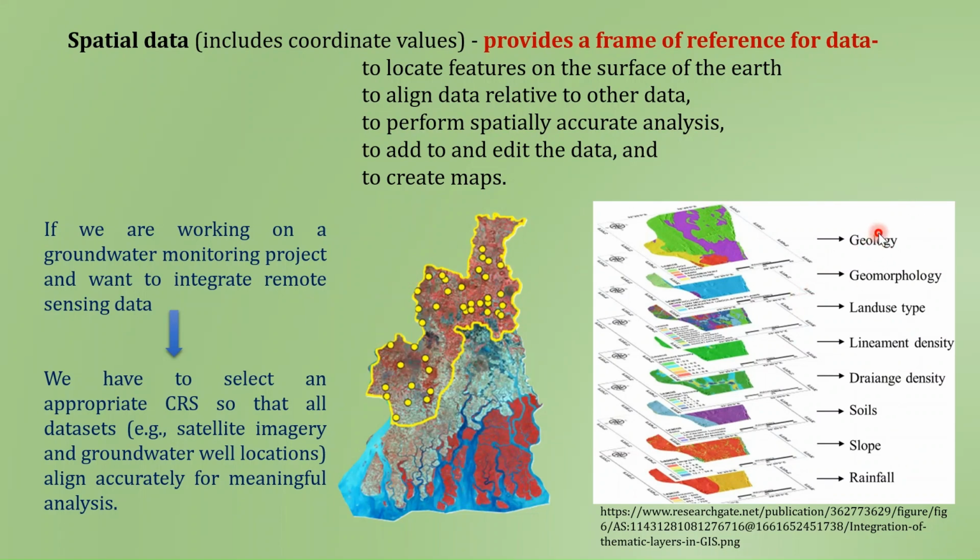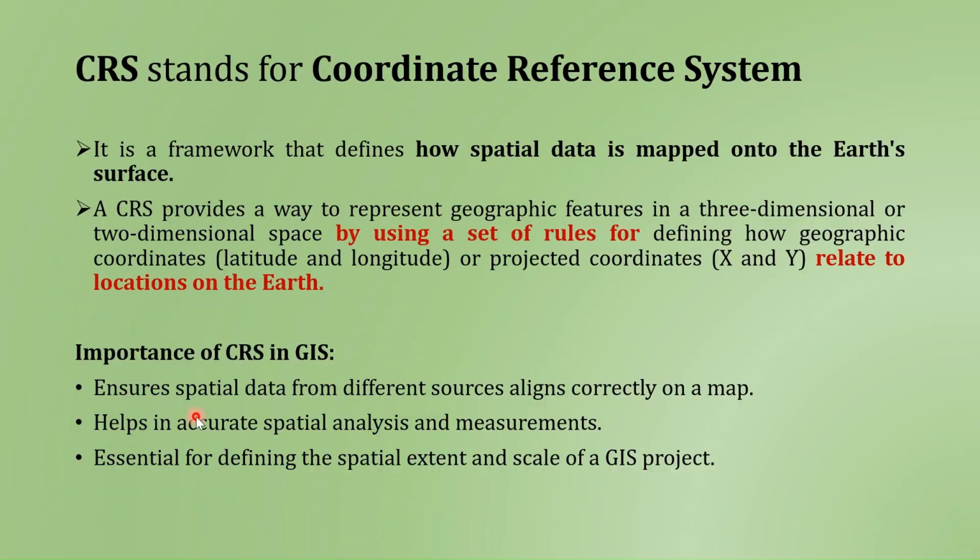So to integrate the information of all these thematic layers along with our sampling location points, we have to select an appropriate CRS so that all the data sets, satellite imagery or the secondary data, are aligning well with our groundwater locations. So if you are working in this field, you must be familiar with this term CRS. But if you are new in this field, you will surely come across this CRS in the GIS.